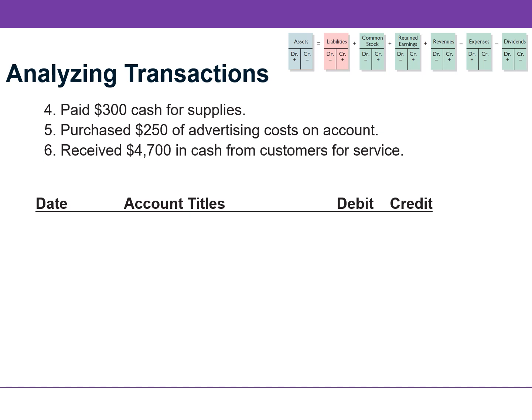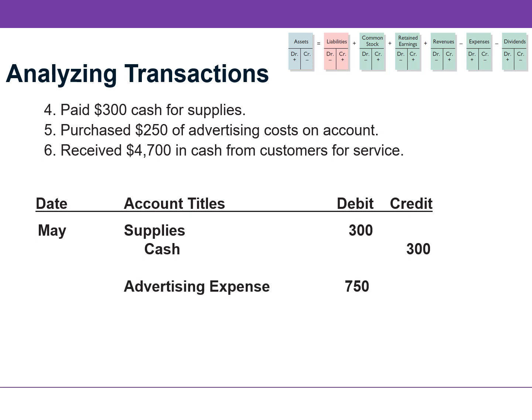For number 4, we identified that cash is decreasing and supplies are increasing. Both of these accounts are assets, so we need to debit supplies and credit cash for $300. In transaction number 5, we identified an increase to accounts payable, and we also need to record advertising expense. Expenses increase with debits, and liabilities increase with credits. So we would debit advertising expense and credit accounts payable for $750.